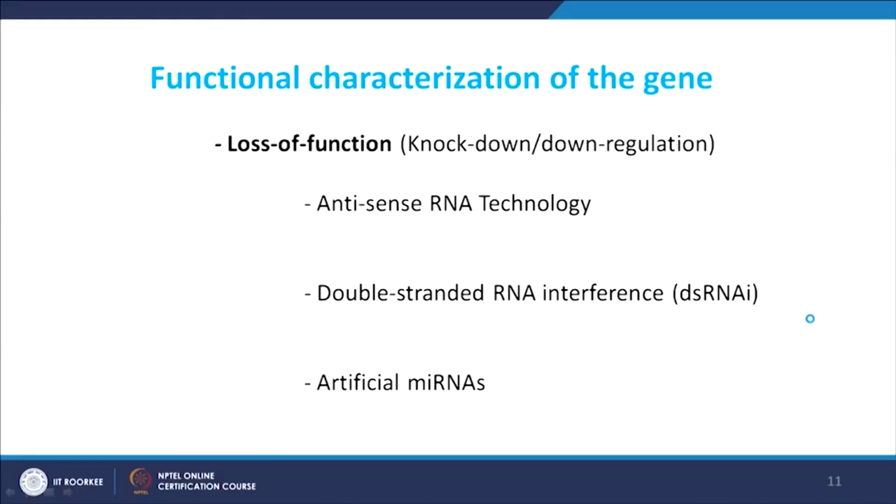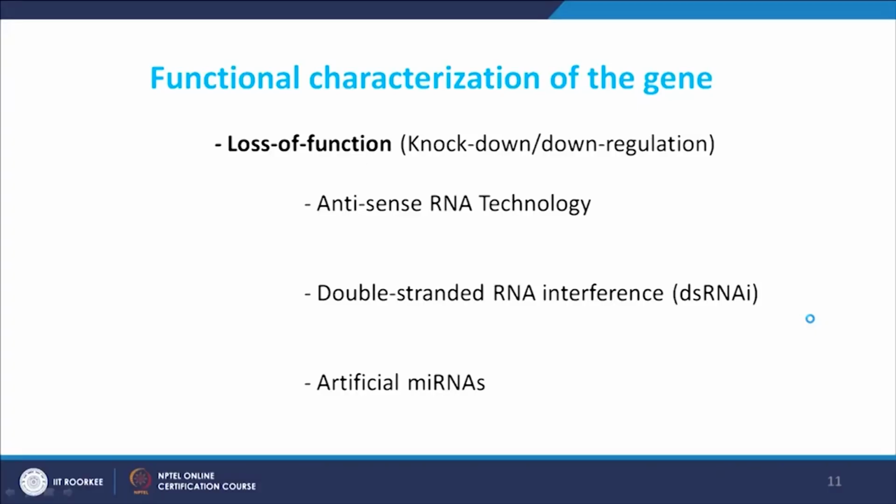Another mechanism we are using to study loss of function is knockdown or down regulation. Here we are not disrupting the genomic copy, but we are regulating after the transcription. So we are reducing the expression level either at the protein level or at the transcription level, and there are some techniques which are being used for this. One is the antisense RNA technology. This was one of the pioneer techniques, but these days there are many more techniques. The second method is double stranded RNA interference or artificial microRNA.